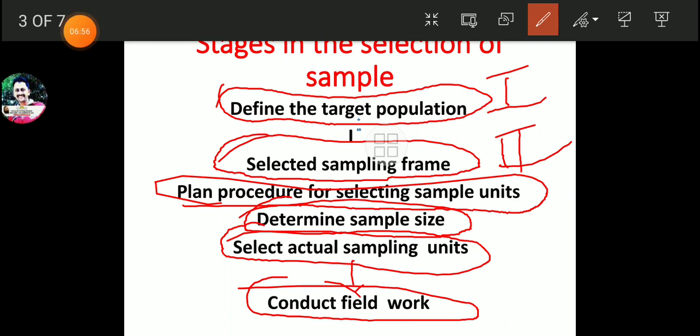Once again, I'm going to repeat the things here. First of all, you have to define the target population, then select the sampling frame, then plan the procedure for selecting. This is the third stage. Now determine the sample size, is the fourth one. Fifth one, select actual sampling units, and last one is conduct field work.